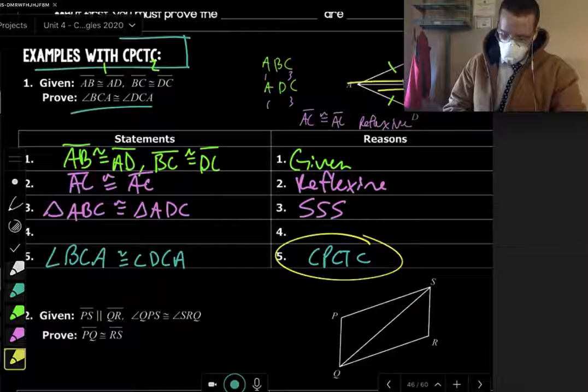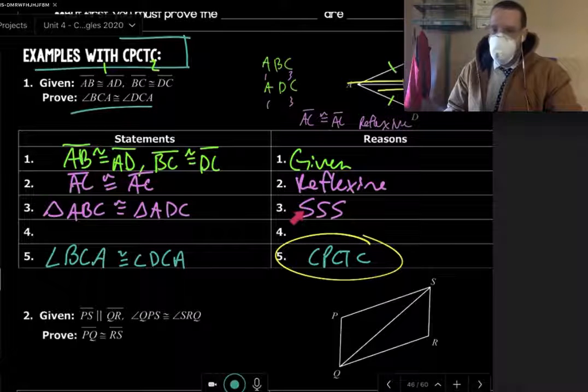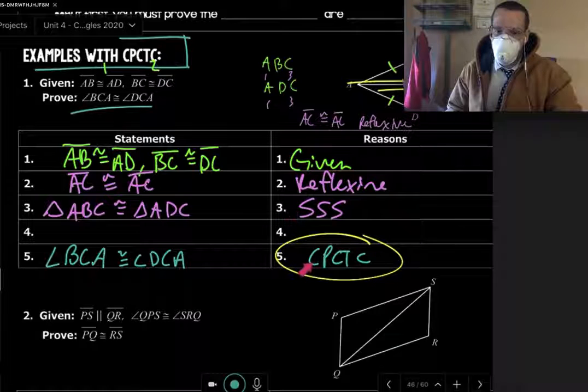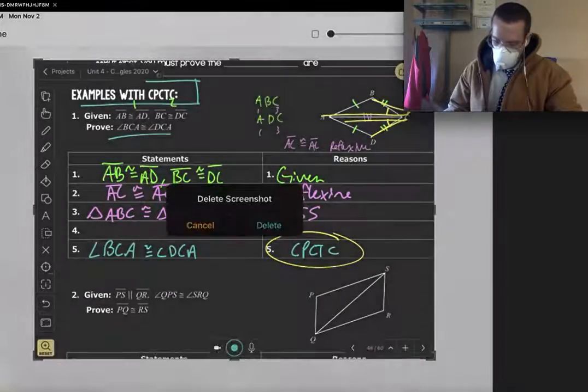So the idea here is find a way to make the two triangles congruent, SAS, SSS, ASA, AAS, and then once you have your two triangles congruent, they pretty much all will wrap up in the same fashion. Since the two triangles are congruent, congruent parts of congruent triangles are congruent, so then we can say any two pieces of these triangles are also congruent.